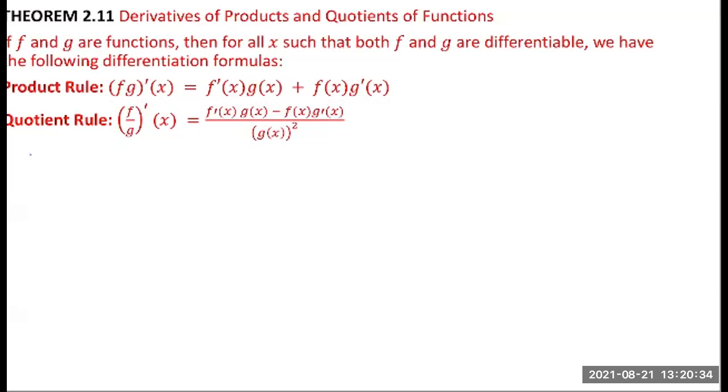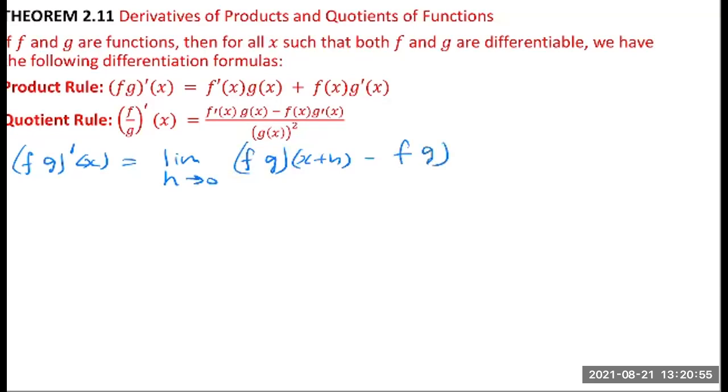So by definition, (f times g)' of x is equal to the limit as h goes to 0 of f times g of x plus h minus f times g of x, divided by h. This is the derivative of the product f and g by definition. Okay.